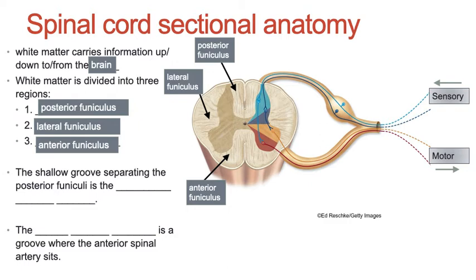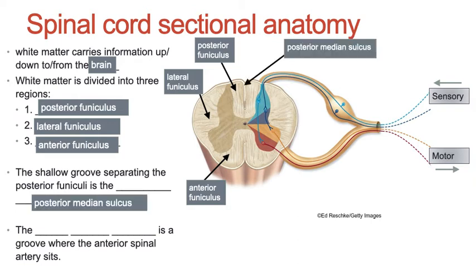Now, of course, remember your terms. Posterior is going to be situated toward the front. Of course, the spinal cord's not in the front of the body, but it's going to be the part of the spinal cord closer to the front of the body and the anterior closer to the back.